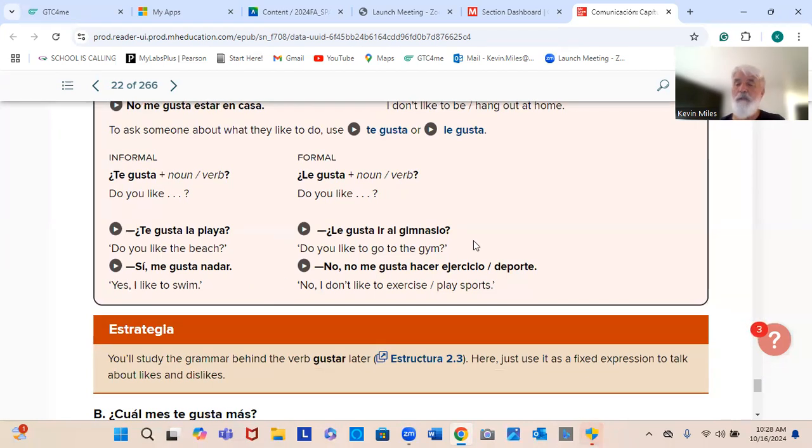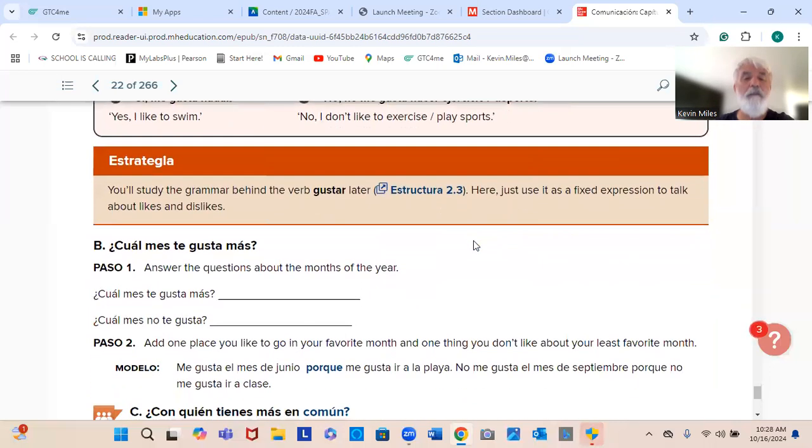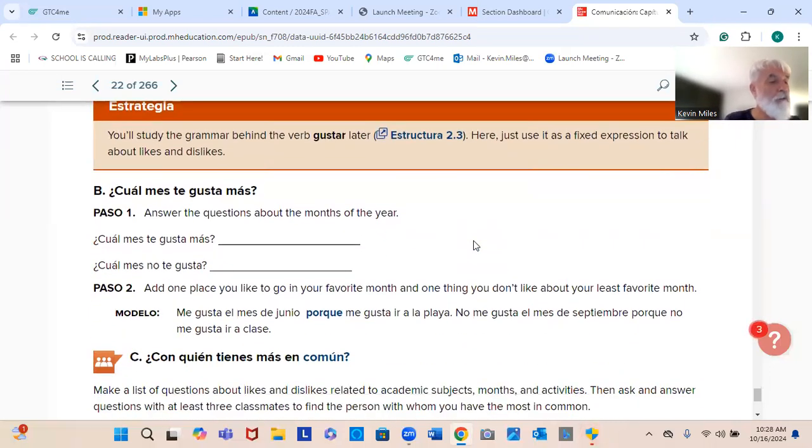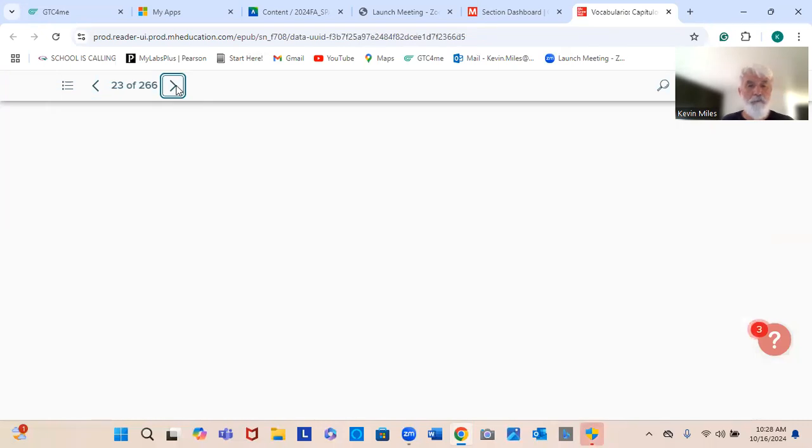Do you like the gym? Do you like to go to the gym? And you're asking usted, it would be, le gusta ir al gimnasio. Very simple. Make sure you feel comfortable with that. You can recognize that. Okay, because we're going to go into more depth in gustar in a few minutes. And then I would like to move on to vocabulario.